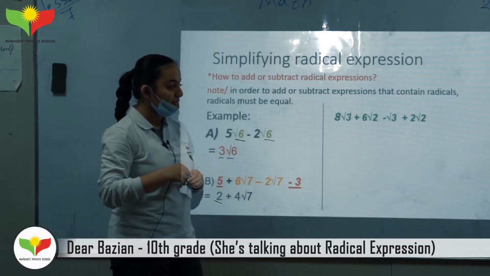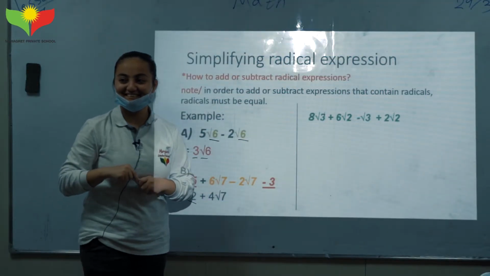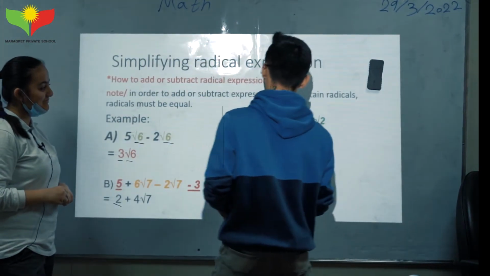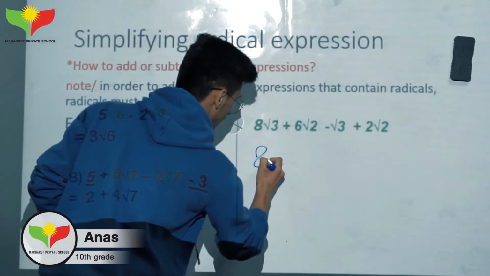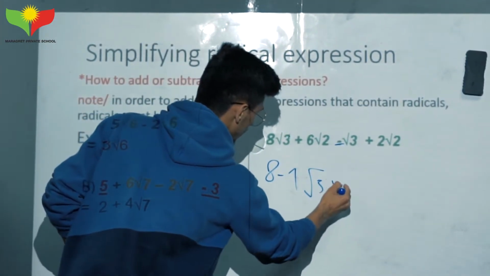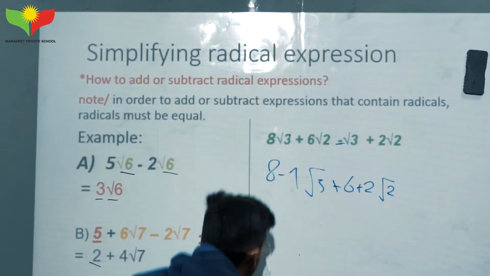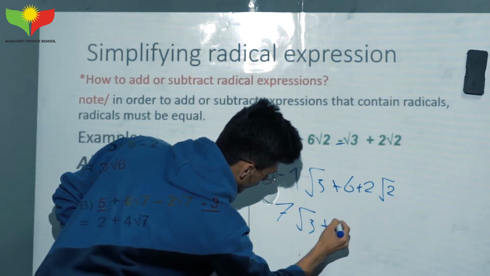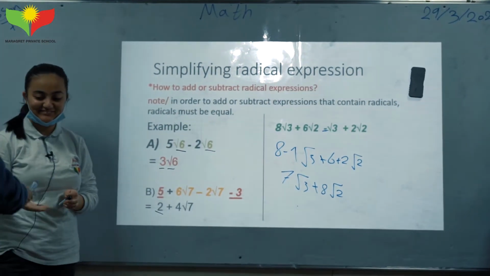And then we have this example, which, if anyone likes, could come and do it. Anas? Okay. So, teacher, we will add the same square roots. 8 minus 1, because this is 1 of square root 3, and plus 6 plus 2, because they are the same, 6 plus 2, the square root of 2. We will subtract and add. It equals 7 square root of 3, plus 8 square root of 2. Yes. Thank you. Well done.